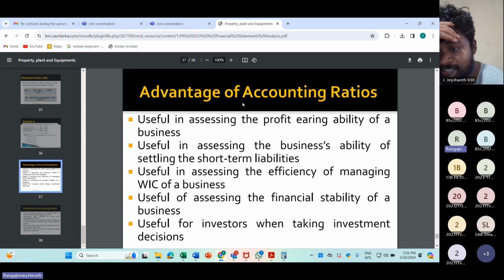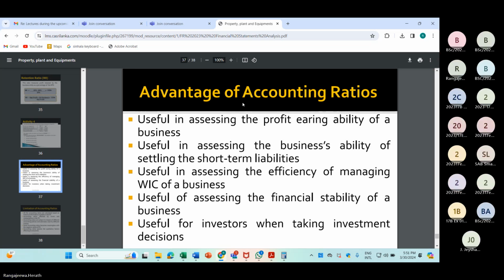Then we can use accounting ratios to measure the financial stability of the business, whether the business is stable in the long run. And these ratios can be used by investors in deciding whether they can invest in ordinary shares of a company. For investment decisions, these ratios can be used by investors.